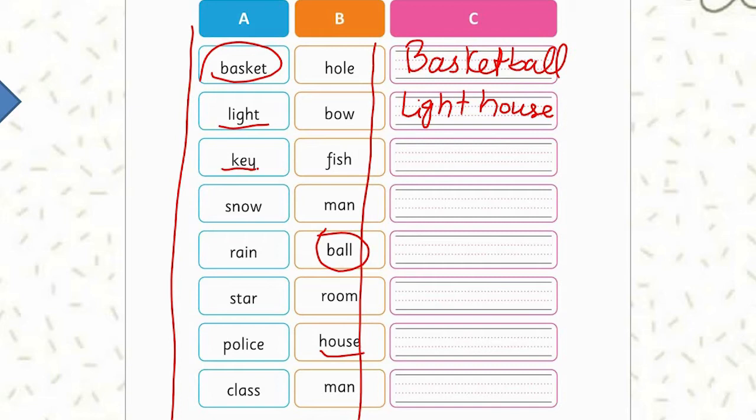Another one is key. Yes, it will be paired with hole. Key, hole. The snow, yes, it's very easy. If you see the remaining option, the bow, the fish, the man, the room, the man here again, yes, snowman.